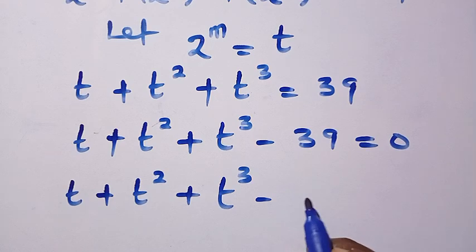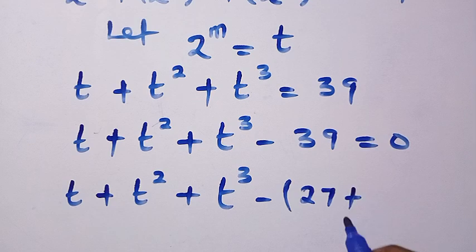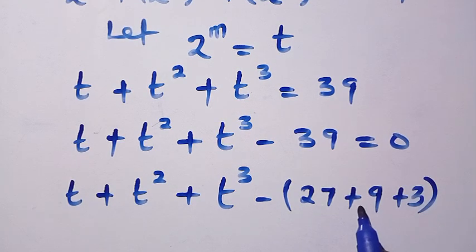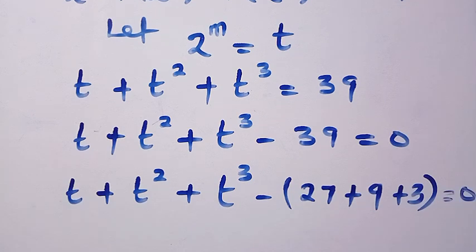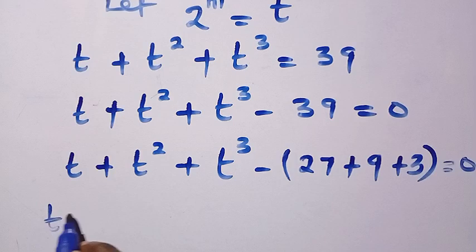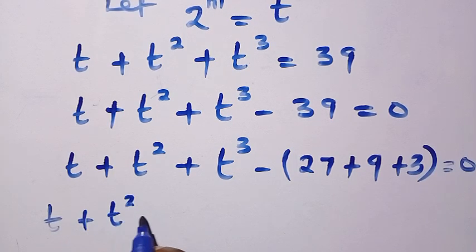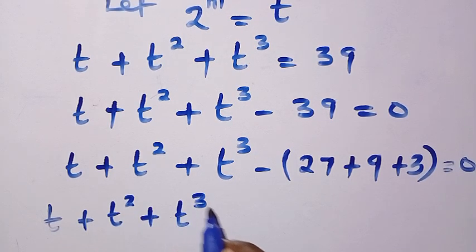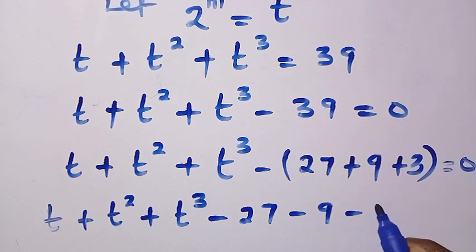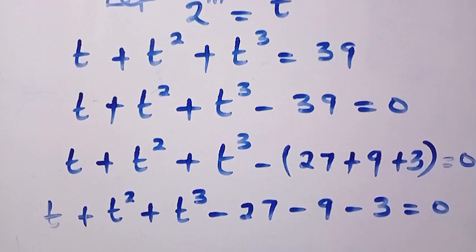And what are those numbers? They are very simple. Suppose I have 27 plus 9 plus 3. Everything here gives us 39. Then we open this parenthesis as we have t plus t raised to power of 2 plus t raised to power of 3 minus 27 minus 9 minus 3 equals 0.